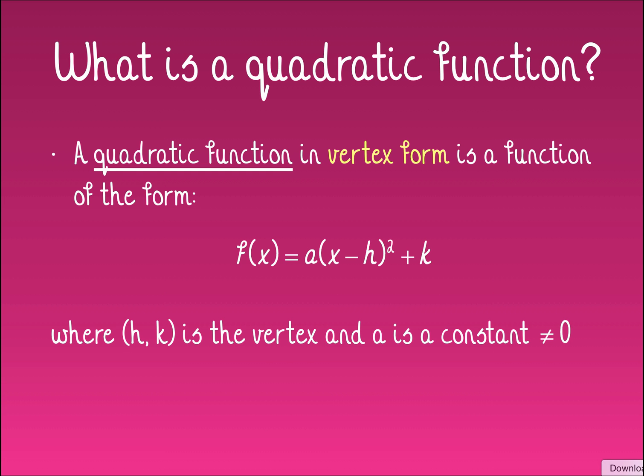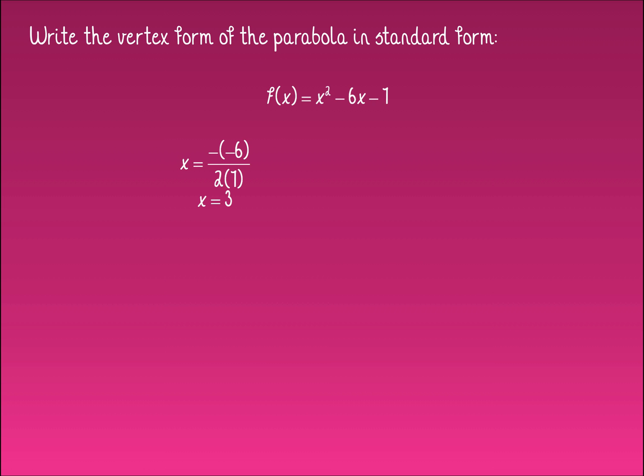Another form that we can write a quadratic function in is vertex form, which is f of x equals a times x minus h squared plus k, where h, k is the vertex and a is a constant that's not equal to 0. So let's write the vertex form of this parabola in standard form.